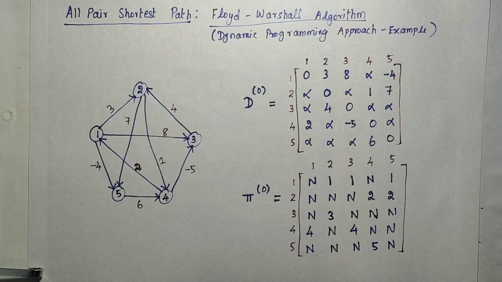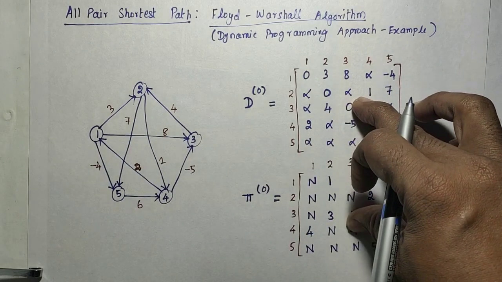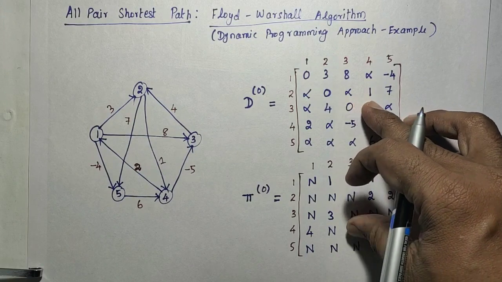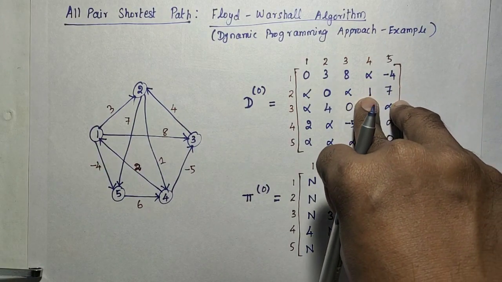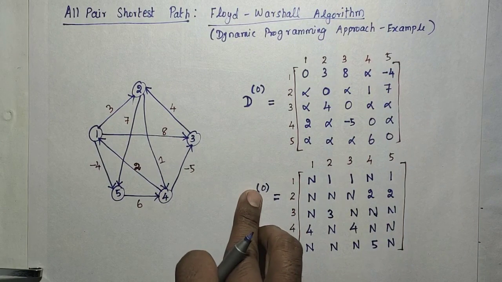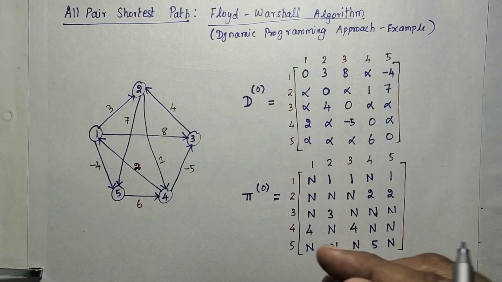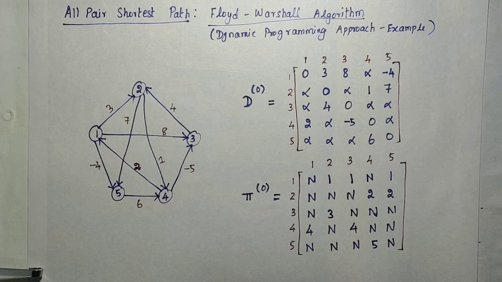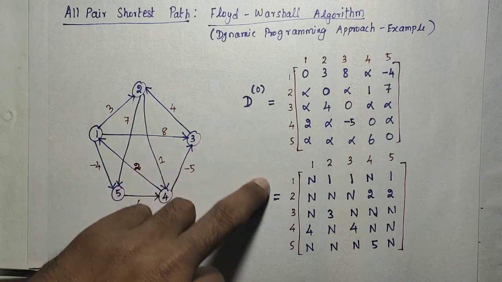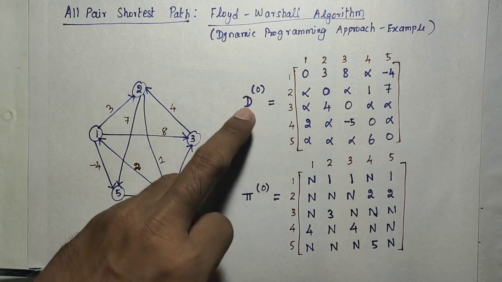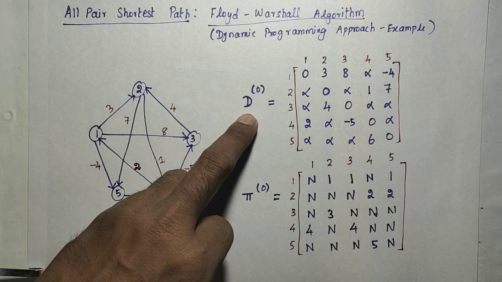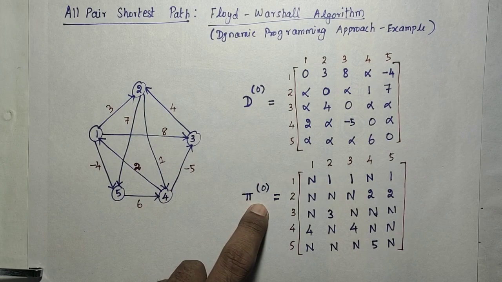So for iteration number 1, these two matrices will be the input. It will update these matrices. That updated matrices will be used for the next iteration, i.e. k equal to 2. So k equal to 2 will use the first version of this matrix. So k equal to 1, first iteration, d of 1 and pi of 1 will be generated.